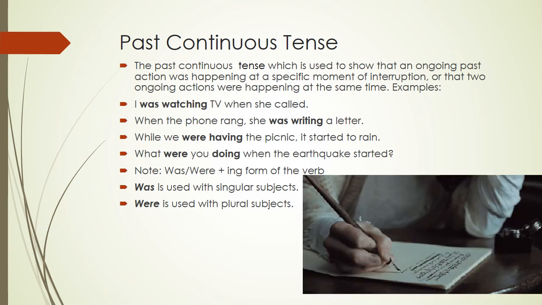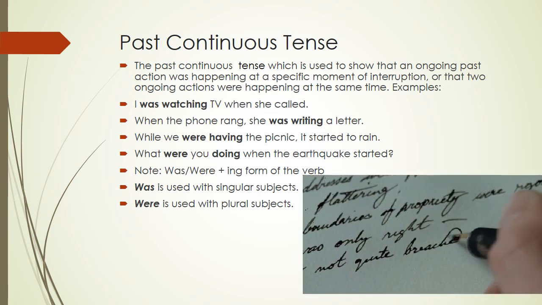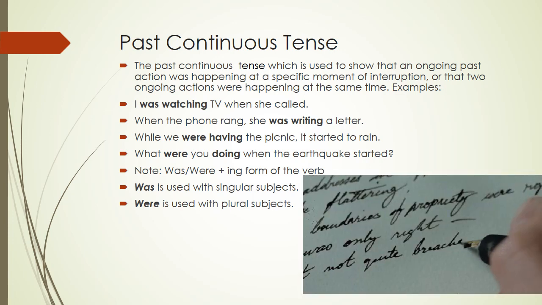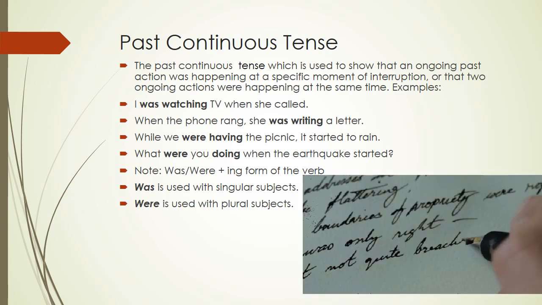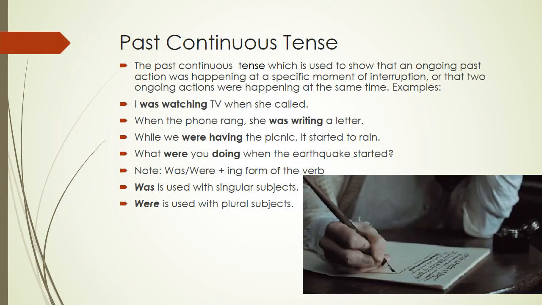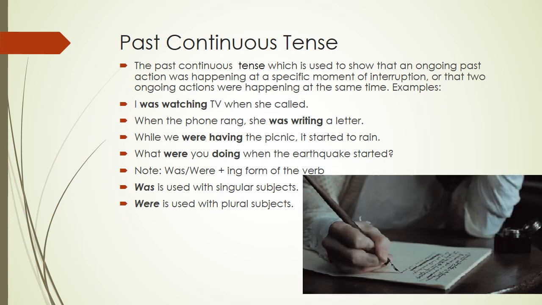Now children, past continuous tense. It is used to show that an ongoing past action was happening at a specific moment of interruption, or that two ongoing actions were happening at the same time. Examples, as you can see in the picture, somebody is writing. Okay, it is in continuation.